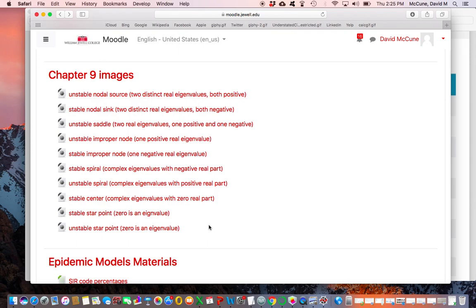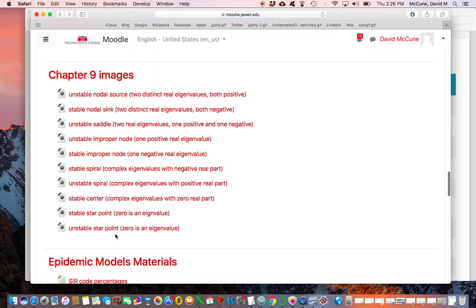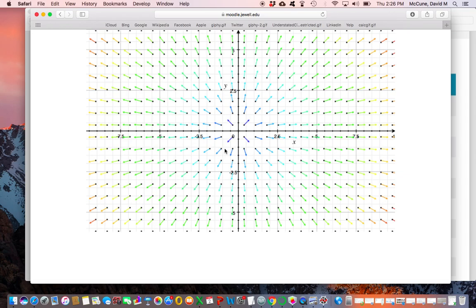The ones I want to point out, though, that the book does not have, when 0 is an eigenvalue, you can get a stable star point or unstable star point. Here's what they look like. This is stable, asymptotically stable, right? Being sucked into the origin just like straight. The trajectories are straight lines. There are no exponentials or trigonometric things to get you spiraling or curving at all. And then here's the corresponding unstable, like that.